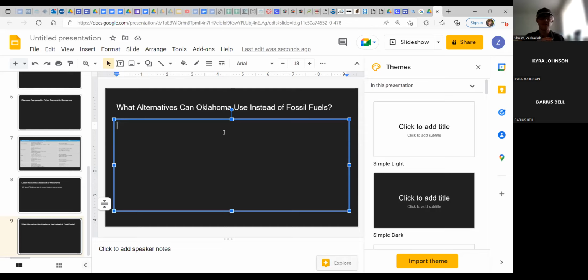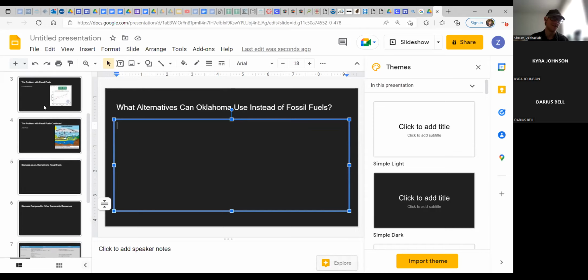There's debate about totally getting rid of fossil fuels, or if we're just hitting the brakes and not using them for local communities and things of that sort. But that's not what we're really talking about today. Today is just creating a really simple presentation about here are problems with non-renewable resources. Here's biomass, here's other renewable resources, and then which ones are good for Oklahoma.